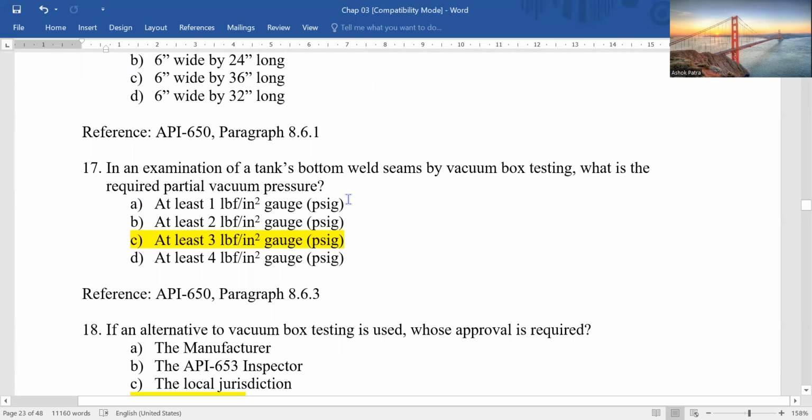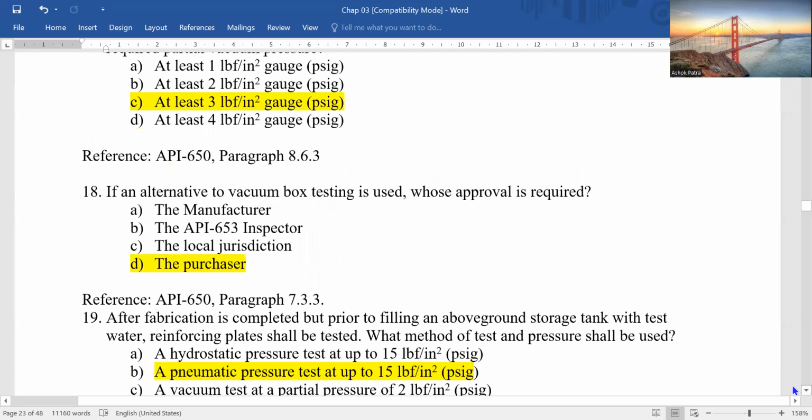In an examination of tank bottom weld seams by vacuum box testing, what is the required partial vacuum pressure? At least 3 psig to 5 psig. If an alternative to vacuum box testing is used, whose approval is required? The purchaser.